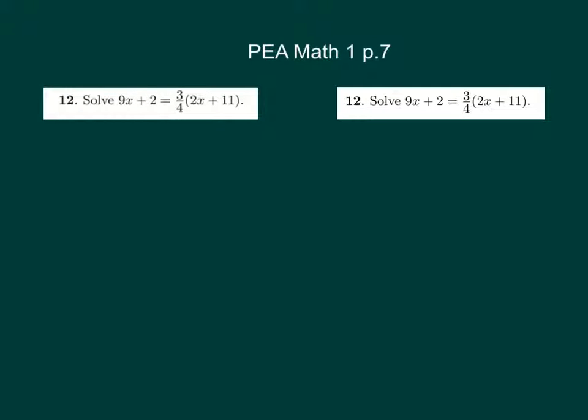Okay, so this is page 7, number 12. It's just an equation with a fraction and distribution, but I want to make sure that I show you two different ways. Now you guys, I watched you guys present these, and you did it in two different ways. The first way I saw is people multiplied here, distributed.